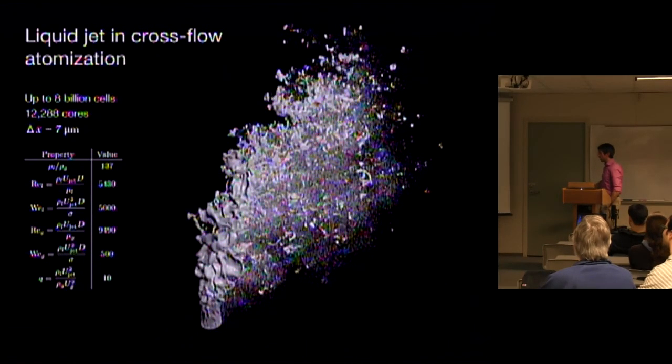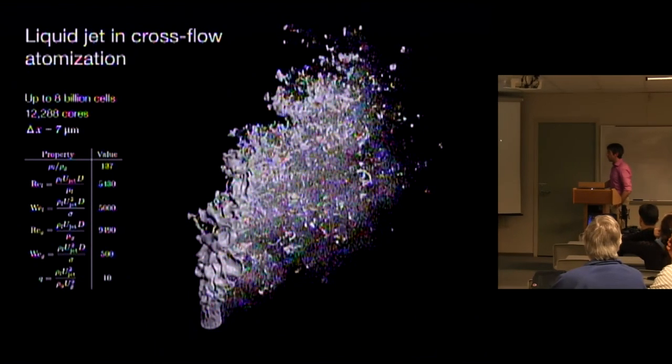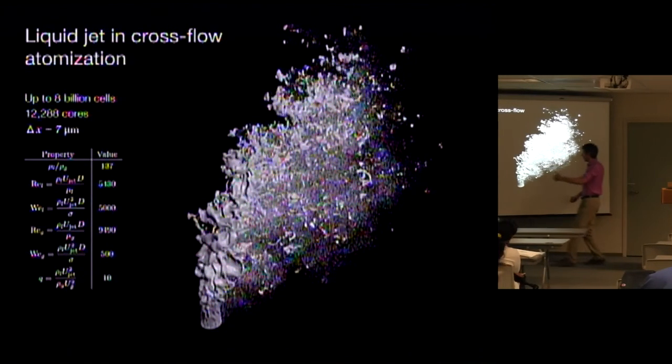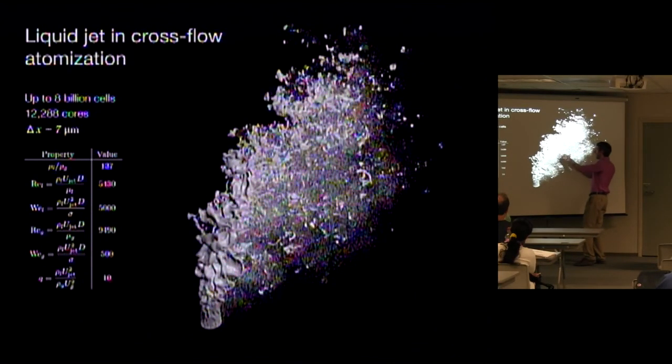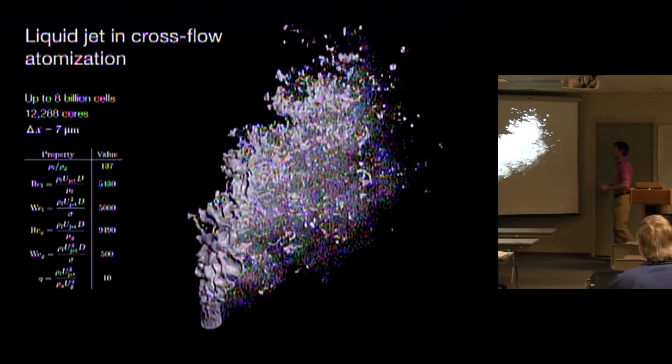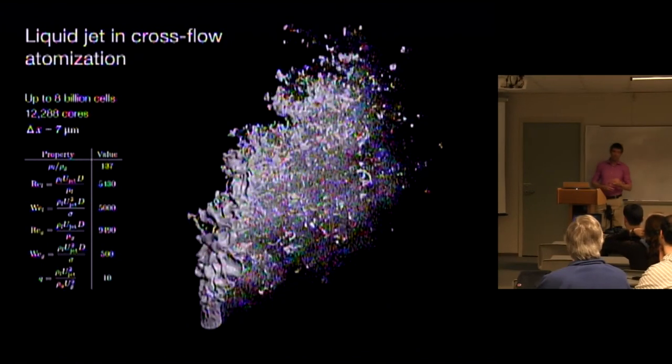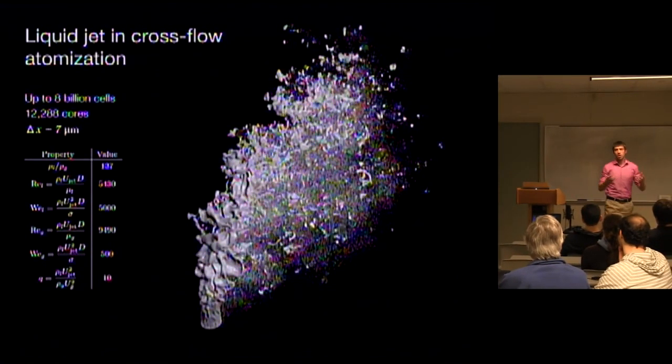The configuration is we have liquid being injected at fairly high speed into a turbulent crossflow. And so the jet entirely bends over, and then we end up seeing breakup. This application is typically the way we inject fuel in scramjets, for example.